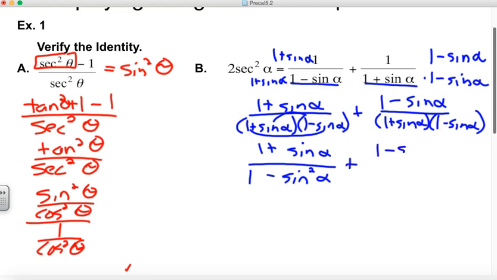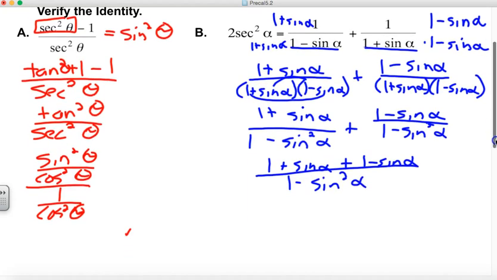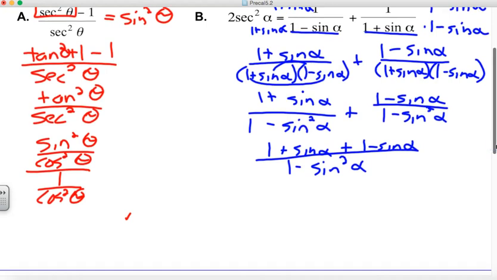Then the other one's, of course, going to be the same thing, because that was the whole point, is to get my denominators the same. All right, now I can add the fractions because they have a common denominator. So I'm going to add the numerators. So at the top I have 1 plus sine alpha plus 1 minus sine of alpha over 1 minus sine squared alpha. Alright, and then up top we got sine alpha and minus sine alpha that cancel out. 1 plus 1 is 2. And then on the bottom I have 1 minus sine squared.